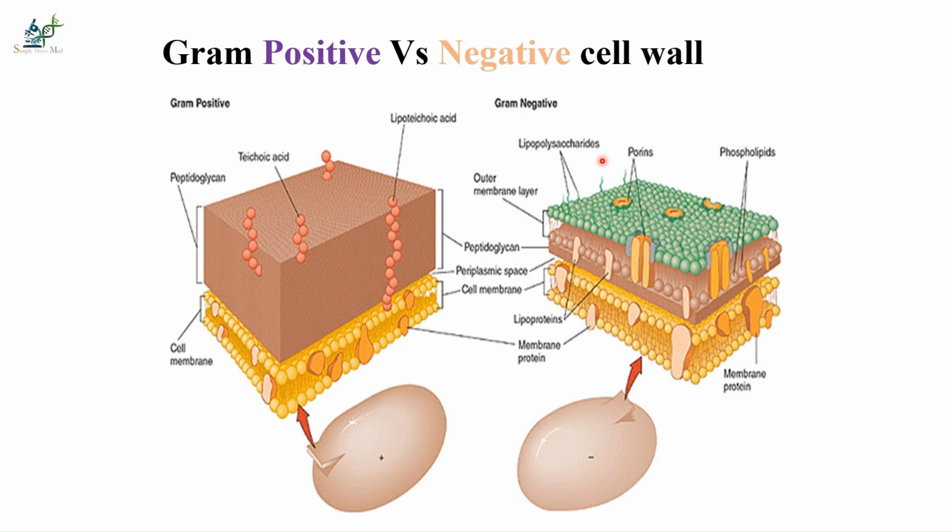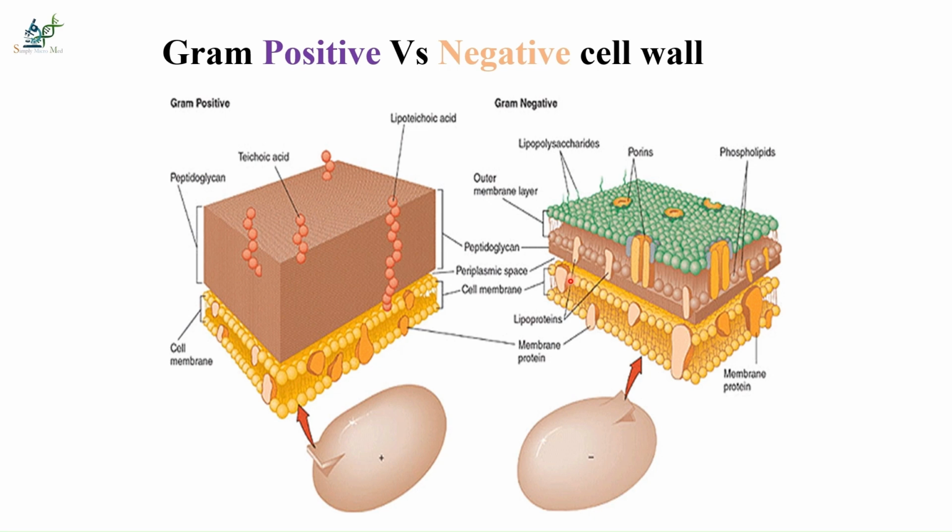In gram-negative bacterium, we will have the outer membrane layer. This is the outer membrane layer. A gram-positive organism doesn't have this outer membrane layer. In gram-negative organism, the outer membrane layer contains phospholipid and lipopolysaccharides. These lipid-rich lipopolysaccharides can be seen in the outer membrane, and this outer membrane will also have small hole-like structures called porins. These porins can be seen in the outer membrane layer of gram-negative organism.